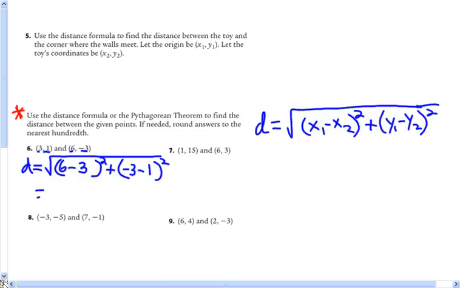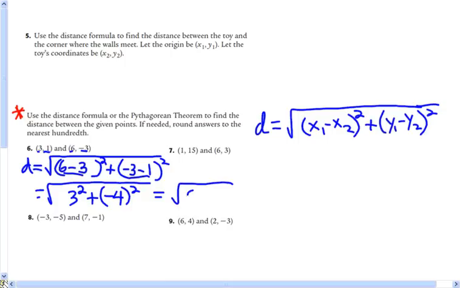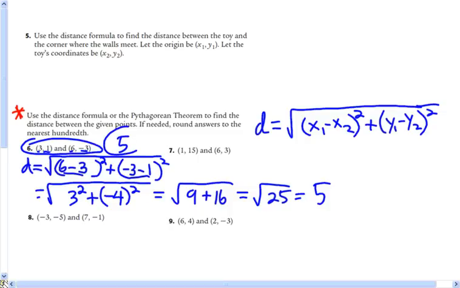So now I'm going to just simplify this a little bit here. 6 minus 3 is 3. We're going to square that. Negative 3 minus 1 is negative 4. And I'm going to square that. 3 squared is 9. Negative 4 squared is 16. And 9 plus 16 is 25. And the square root of 25 is 5. So the distance between these 2 points is 5.